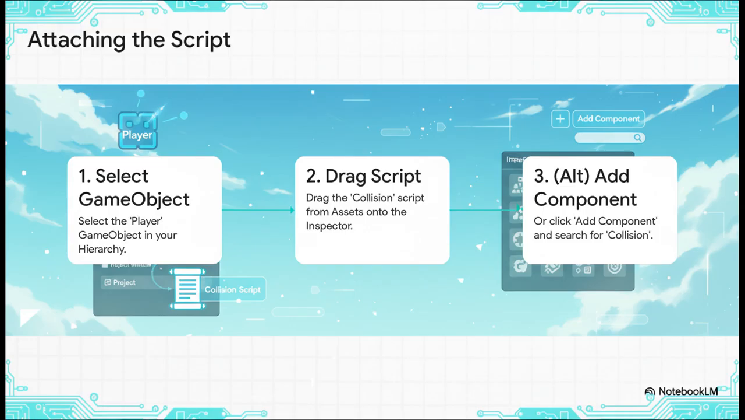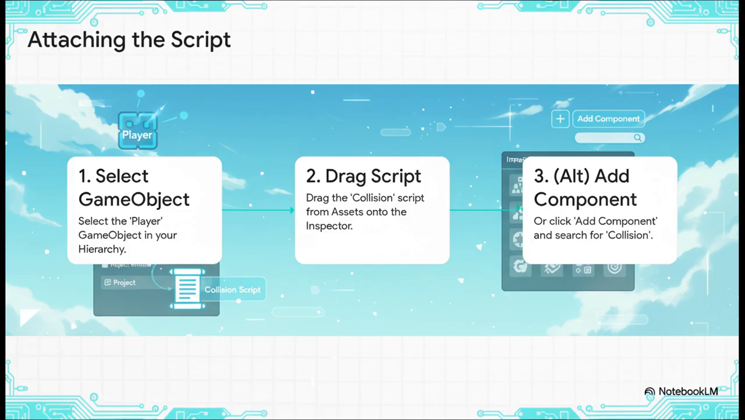You'll see a whole list of components that are already attached to the player. You know, things like its transform, its sprite renderer, its rigid body. We need to add our new script to this list. The absolute easiest way is to just go back to your project window, find our collision script, and simply click, drag it over, and drop it anywhere onto the inspector. You'll see it pop up right at the bottom of the list.